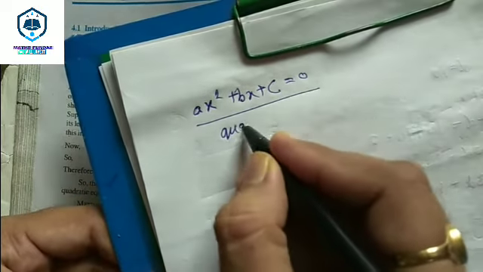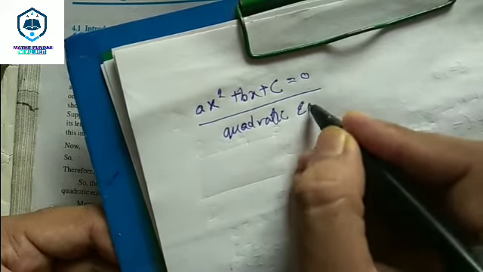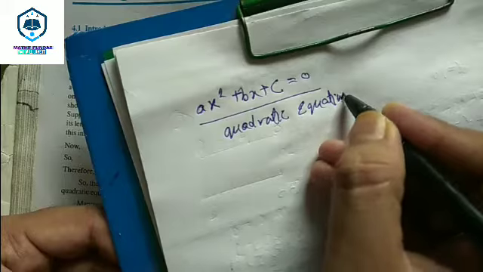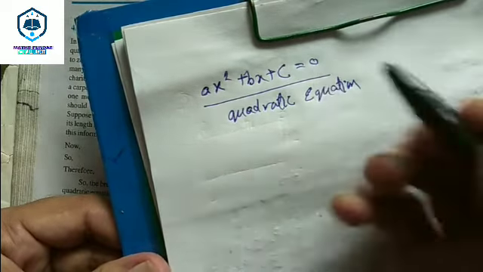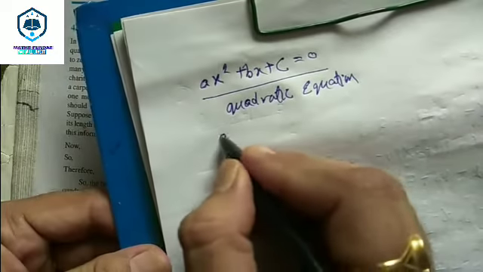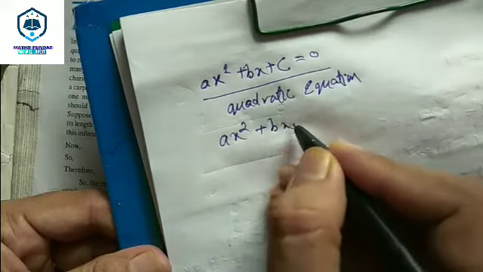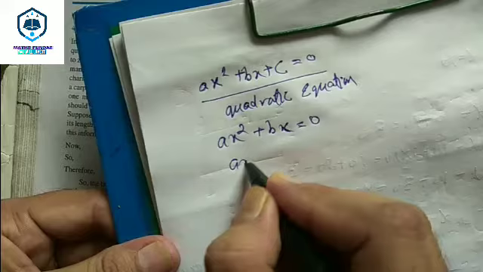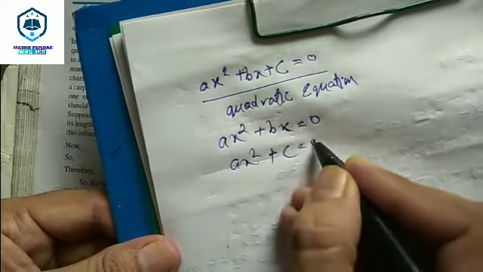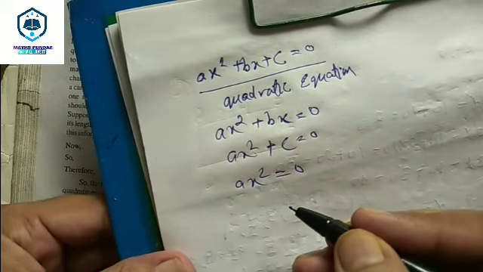This is known as quadratic equation. Now, why is it an equation? As you all know, it consists of a left hand side and right hand side. So if we also write this like ax square plus bx equals to 0, this is also a quadratic equation. Or we write ax square plus c equals to 0, this is also a quadratic equation. Or we write ax square equals to 0, this is also a quadratic equation.